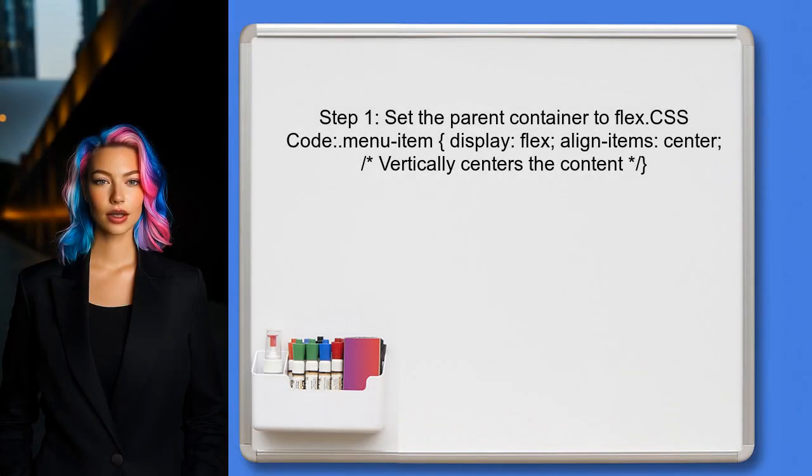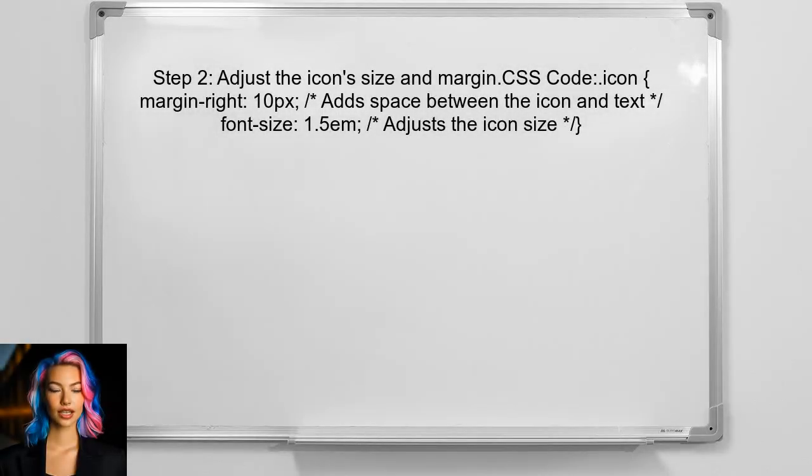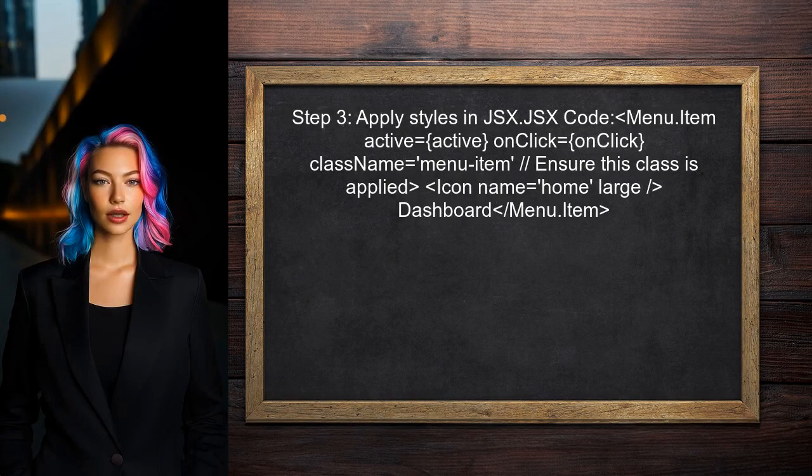To vertically align the icon and text in the menu item, the user should first ensure that the parent container has the correct CSS properties. Specifically, they need to set the display property to flex. Next, the user should adjust the icon's size and margin to ensure it aligns properly with the text. This can be done by adding some margin to the icon. Now the user should apply these styles to the menu.item component in their JSX. This will ensure that the icon and text are displayed correctly.